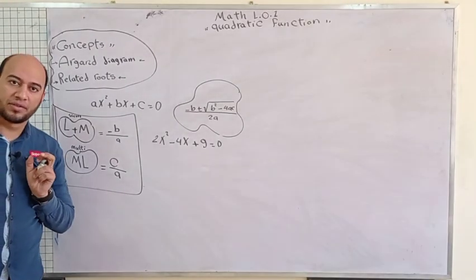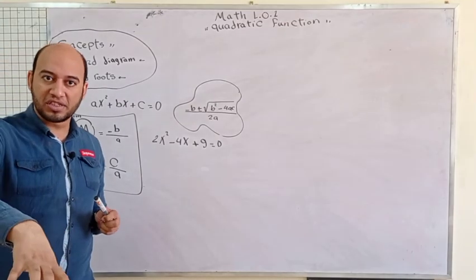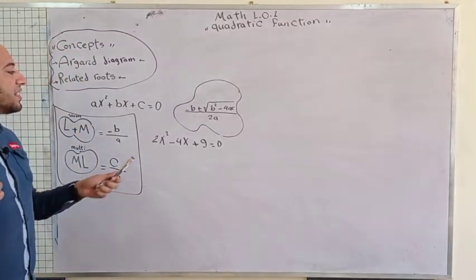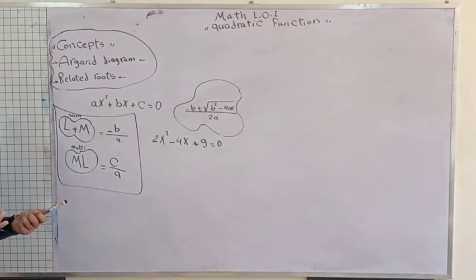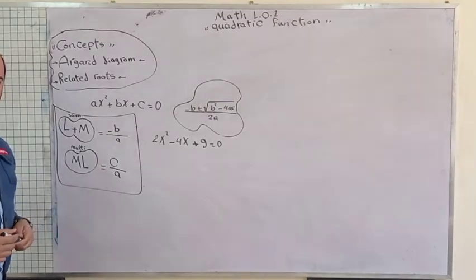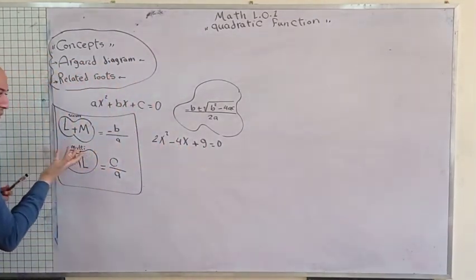Without solving it, without getting the two roots, tell me the sum of the two roots as a number, and the multiplication of the roots. Without using the general law, just from the coefficients, we will use the law.